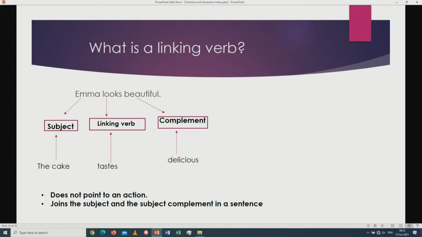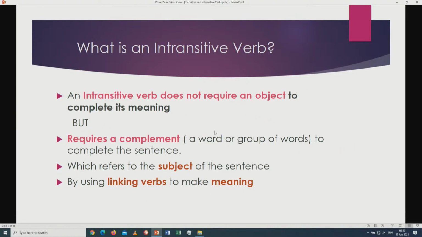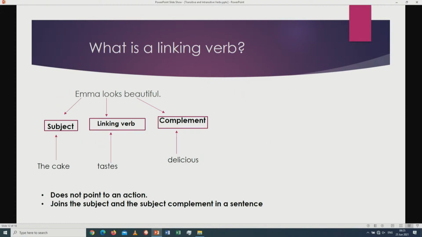Next one. Remember at the beginning we said, let's go back to the slide where we explained using linking verbs to make meaning, which refers to the subject of the sentence. Now we want to know what is a linking verb. So we have a sentence here that says, Emma looks beautiful. Who? Emma, that's your subject. Looks is a verb. Beautiful is a complement, right? Emma looks beautiful. Do we have an object? No. So this becomes an intransitive sentence because we do not have an object.